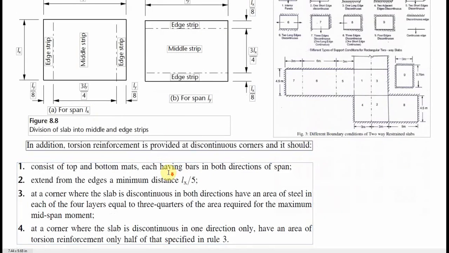Now it consists of both top and bottom mats, each having bars in both directions of span, and if you extend from the edges, the minimum distance is Ls over 5, and at the corner where the slab is discontinuous in both directions, have an area of steel in each of the 4 layers equal to 3/4 of the area required for the maximum mid span moment.